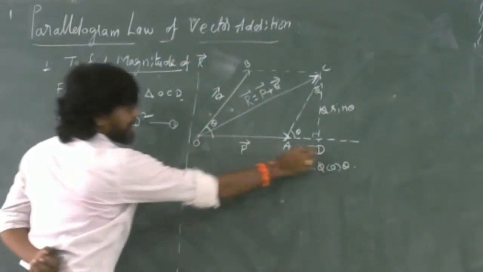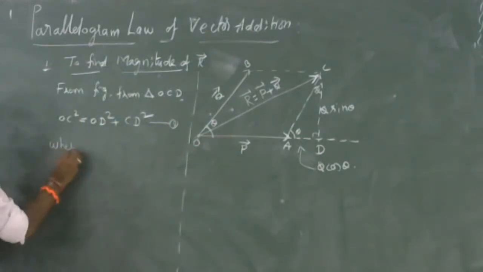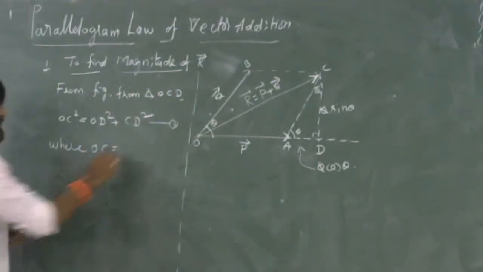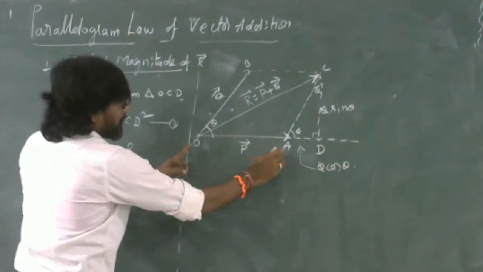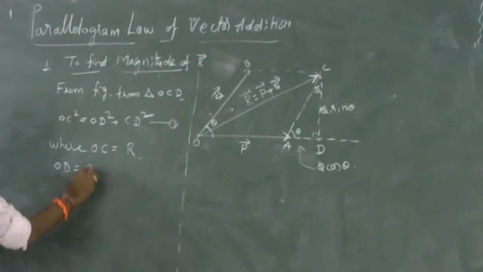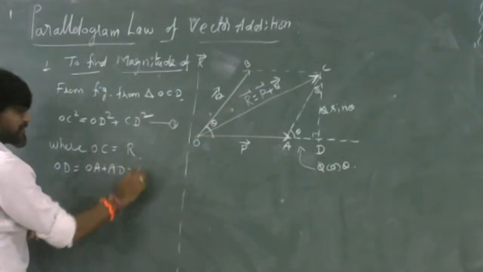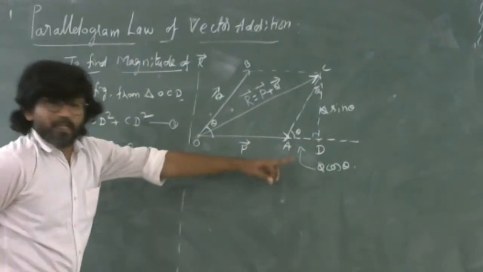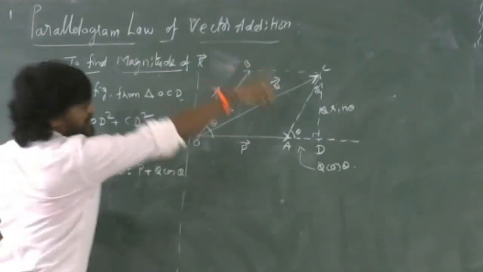But here OD is nothing but, you can write down quickly, OC is equal to the magnitude of resultant vector R, right? And OD is OA plus AD. Where OA is the magnitude of vector P, so you can write this is equal to P plus AD, which is Q cos theta. AD is Q cos theta. And CD is Q sin theta.